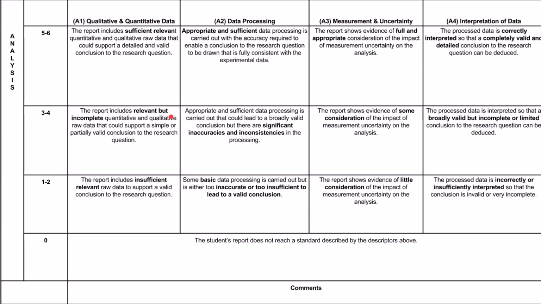So just to summarize, the analysis component is out of a total of 6 marks. Each of the 4 criteria is assigned a score, and then the teacher assigns you an overall score based on sort of the weighted average or the quality of your overall work for this particular component.